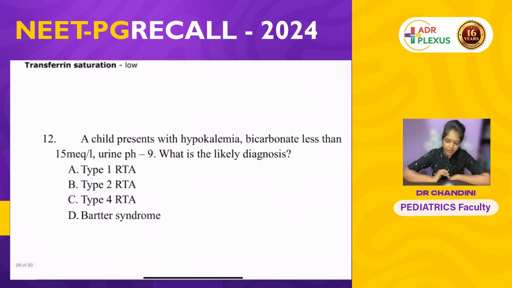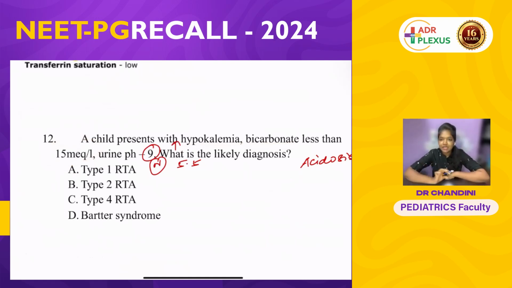12th question. Here they gave a scenario and asked what is the diagnosis. The scenario has hypokalemia. Bicarbonate is less than 15 milliequivalent per liter. So there is acidosis, and urine pH is increased. Normal urine pH is somewhere around 5.5. Here it is 9, so urine pH is increased.